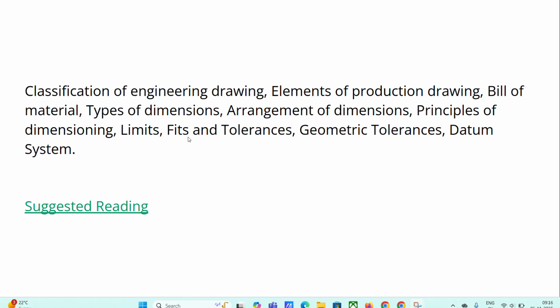Fit means the relationship between two mating parts, hole and shaft. There are three different fits. Clearance fit: always loose, like a bearing on a shaft. Transition fit: may be tight or loose. Interference fit: always tight. Example: press fit.